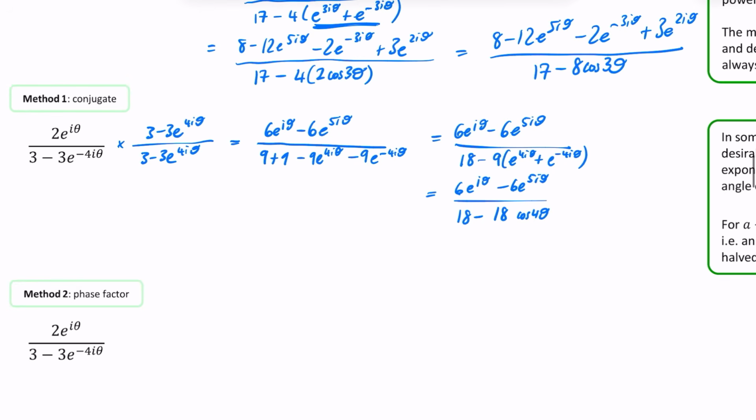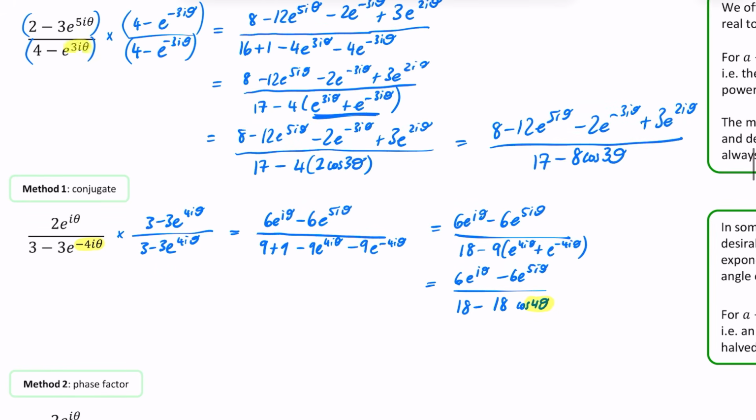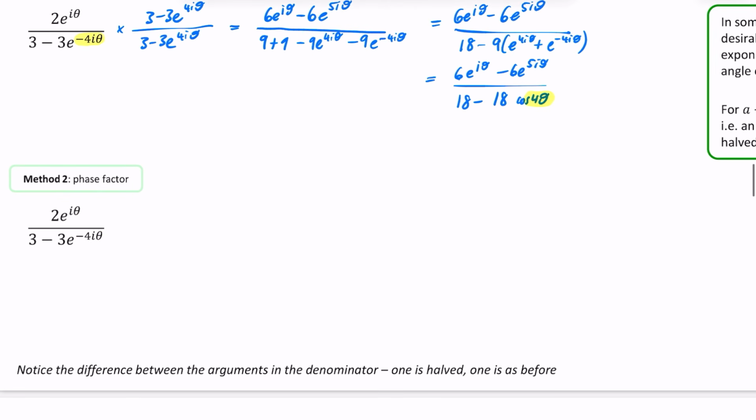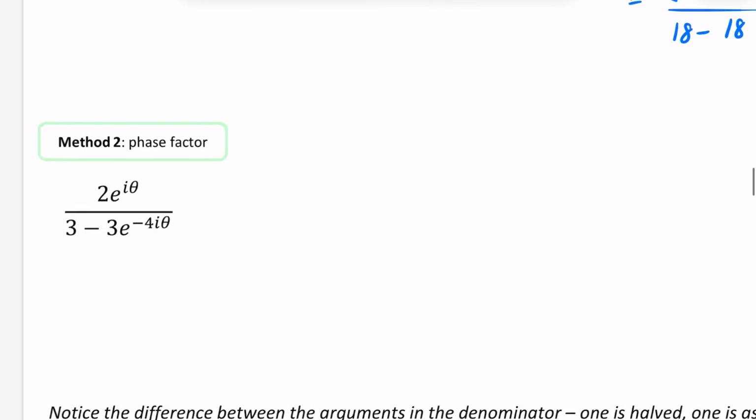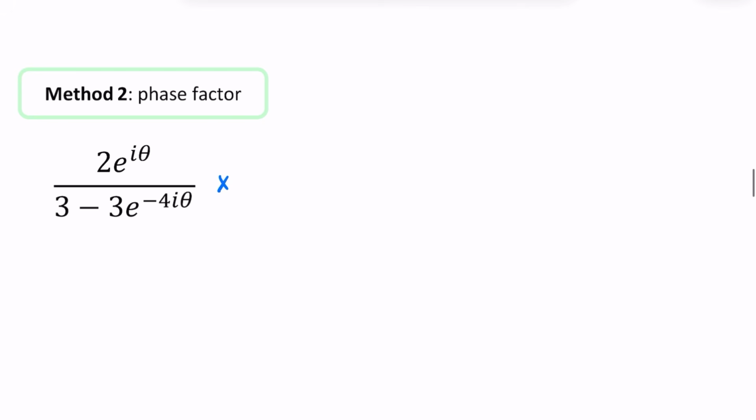Notice something here. This is what I want to try and use this video as a quick opportunity to do. The power here is like a 4 theta, and we end up with a 4 theta in the denominator. So there's a kind of clue. Conjugate will always give us that same idea. We have a 3 theta and a 3 theta here as well. When you do the phase factor, something different happens. So the phase factor says to multiply it by an e with a negated halved power.